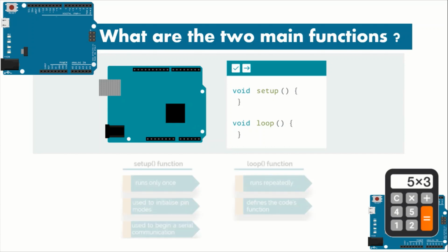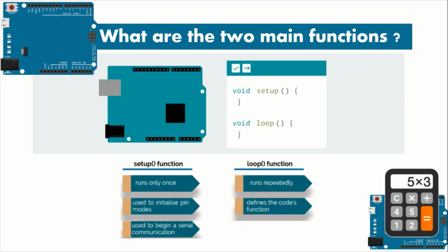So what is the difference between the setup function and the loop function? The setup function runs only once. It's used to initialize pin modes. Finally, it's used to begin a serial communication. I'll explain those two points in detail later. The loop function runs repeatedly and defines the code function. So basically the loop function is the main function of your code.